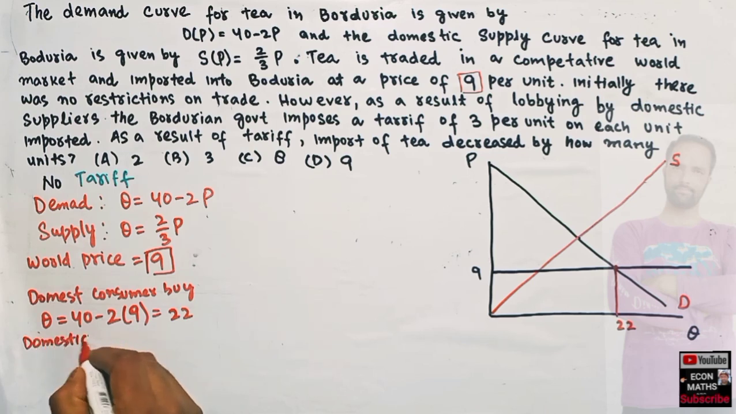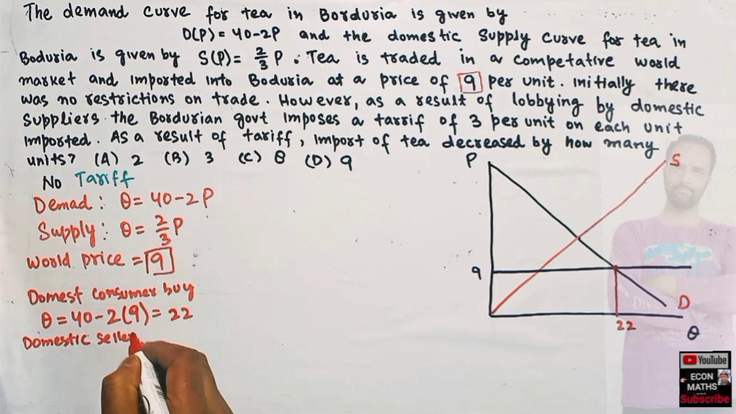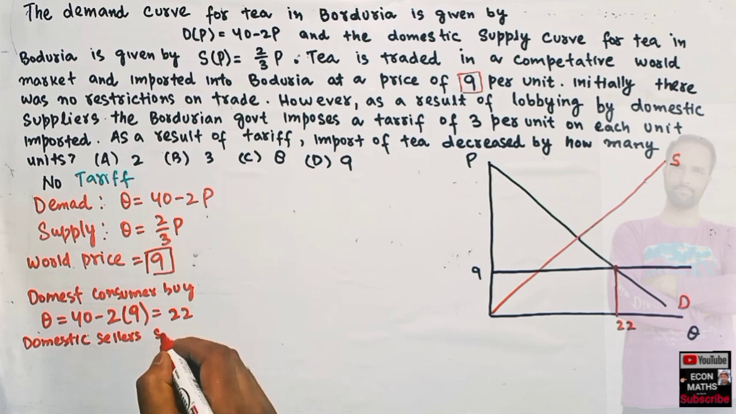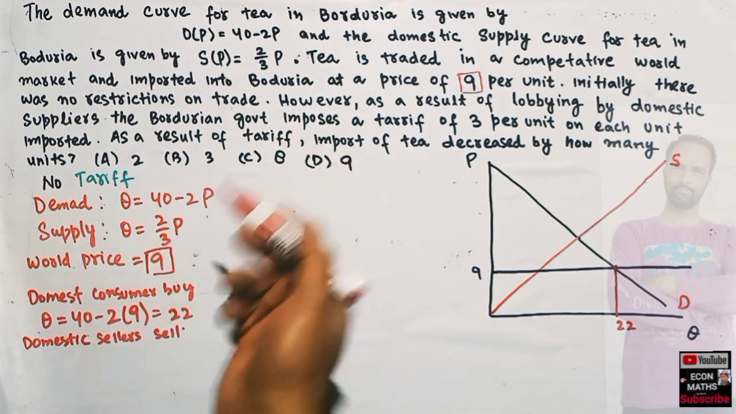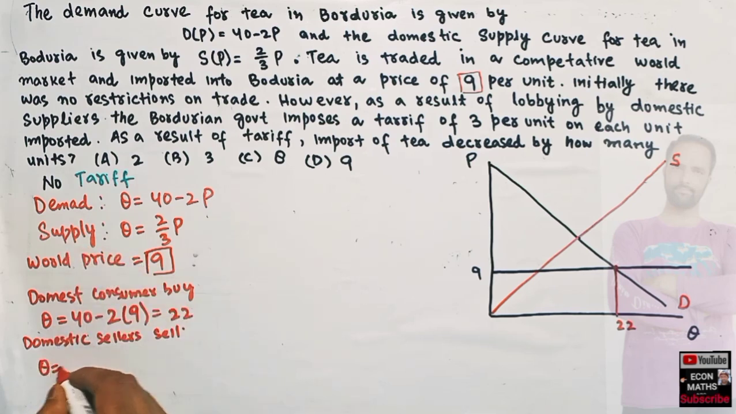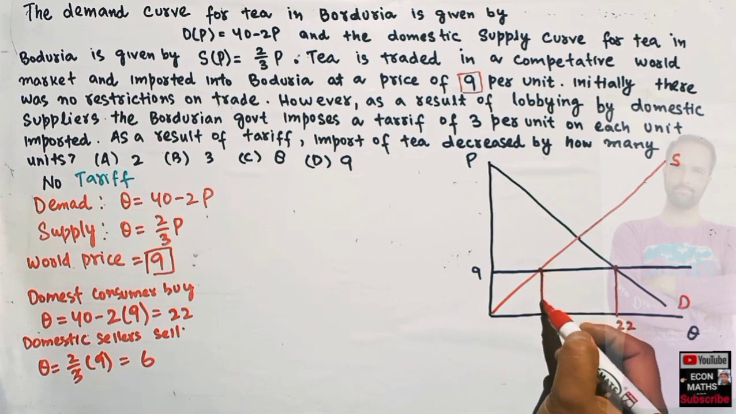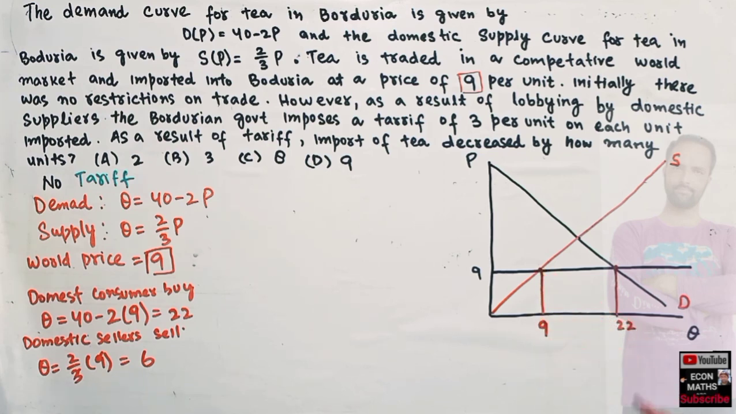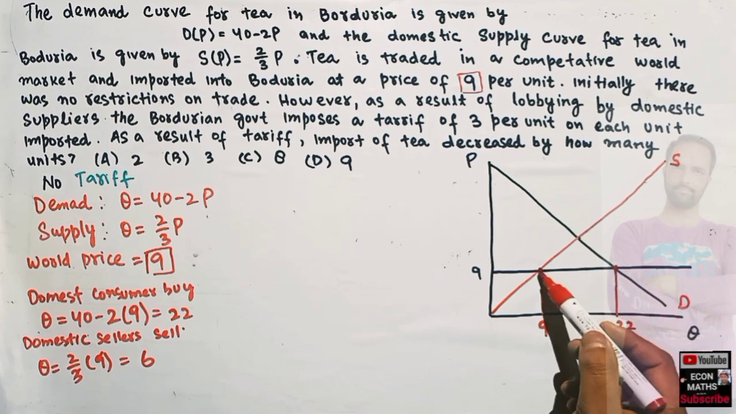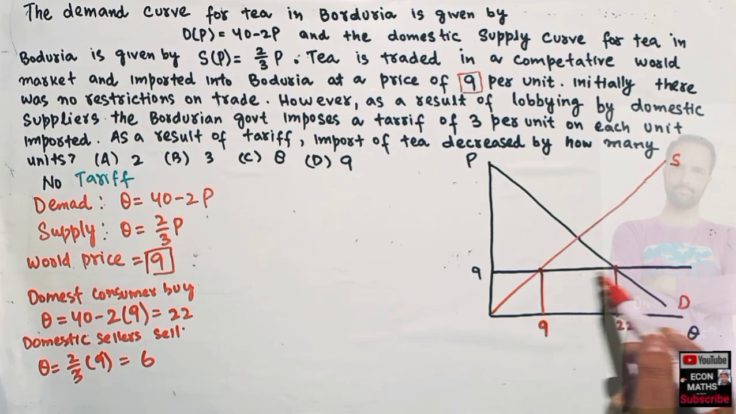When the world price is 9, domestic demand is 22, and what will the domestic sellers sell? We are being given Q is equal to 2 upon 3p. Just plug the world price here. We have 9, this comes out to be 3 3s are 9, 3 2s are 6. So domestic suppliers will sell 6 units. Domestic consumers will demand 22 units. The difference between these two gives us the amount of imports.